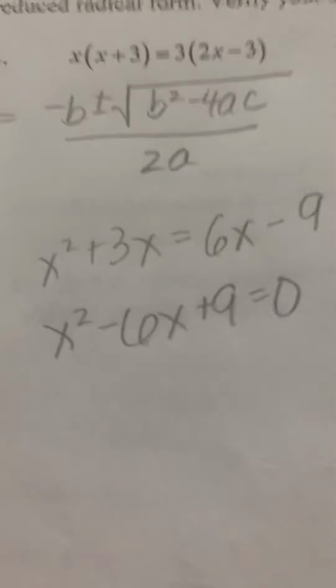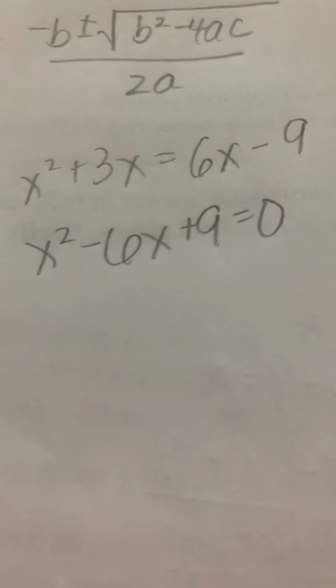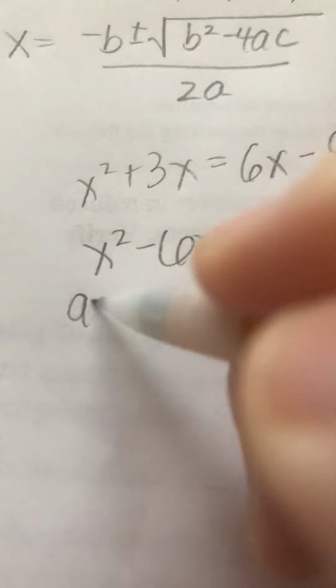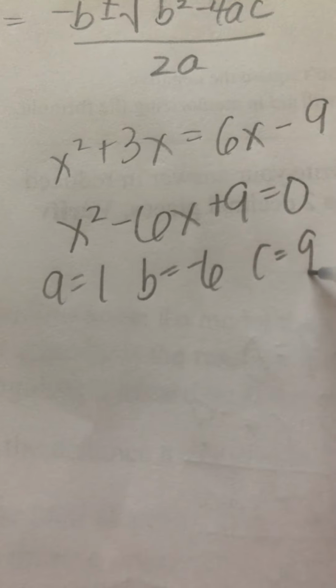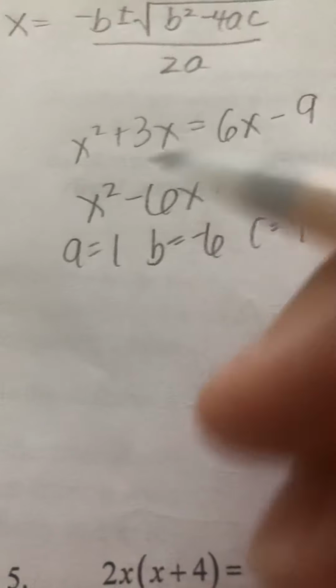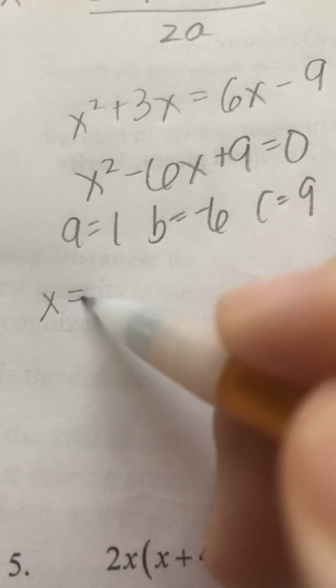Let's see. So this is what I end up getting. Okay, so A is 1. I hope I have enough room. B is -6. C is 9. You could almost solve that one in your head without the quadratic formula, but here we go.